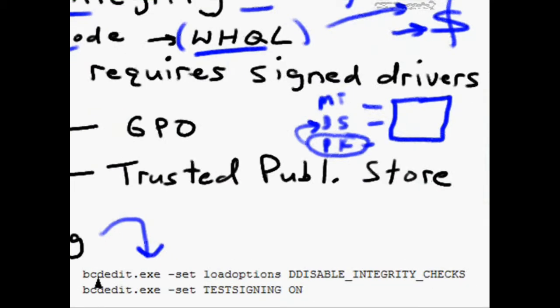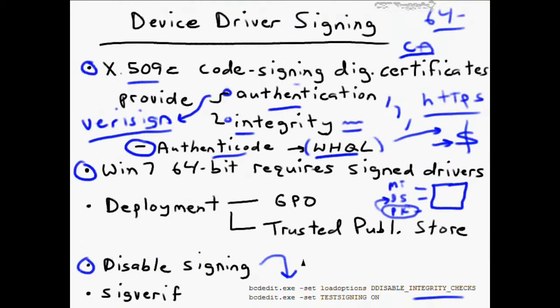You can run the following commands from an elevated command prompt to modify the boot configuration database in Windows 7, and this puts Windows 7 in what's called testing mode, where you're disabling the operating system's ability to check whether device drivers are signed. Obviously, this completely compromises security on a production machine, so you only want to do this if you absolutely have to, or preferably in a testing environment.